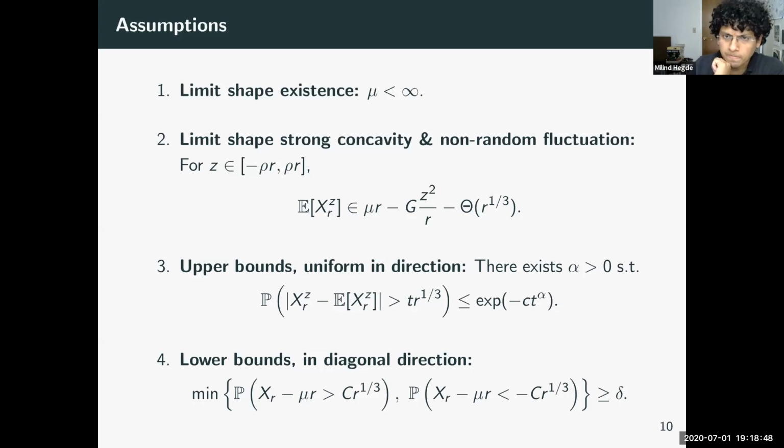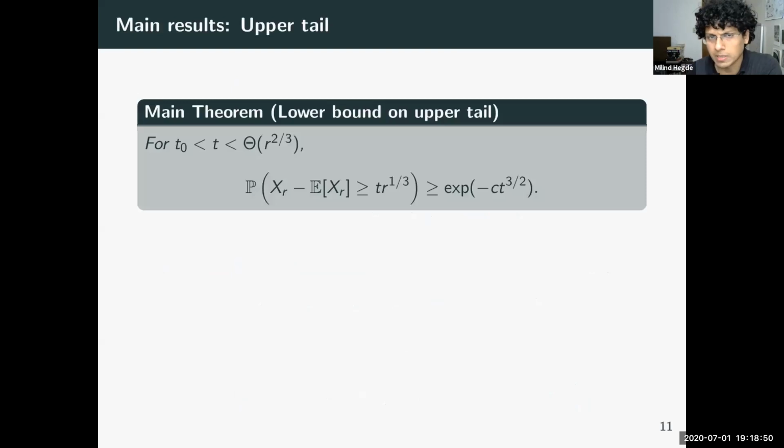Okay, so moving on to the main results. The first is a lower bound on the upper tail. These results don't all use all the assumptions, and it's more precisely written out in the actual manuscript. But here I'm just avoiding all those details and telling you what the bound is. So we get the lower bound of the right order in terms of the exponent. Notice that again it only holds up till R to the 2/3, like in the earlier combined theorem in exponential LPP.